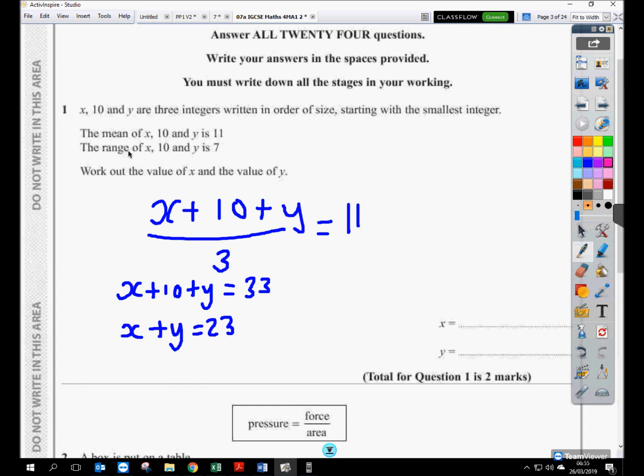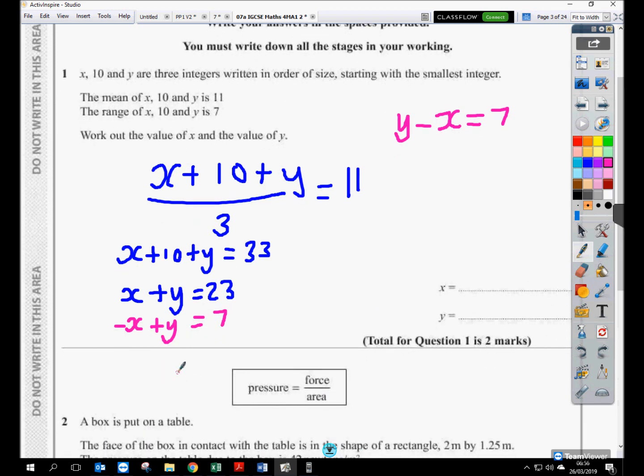Okay. Also, it tells you that the range is 7. The range is the difference between the highest and the lowest number. So y take away x is equal to 7. Now if I write that underneath, let's write it in this order, minus x and positive y is equal to 7. We have simultaneous equations here.